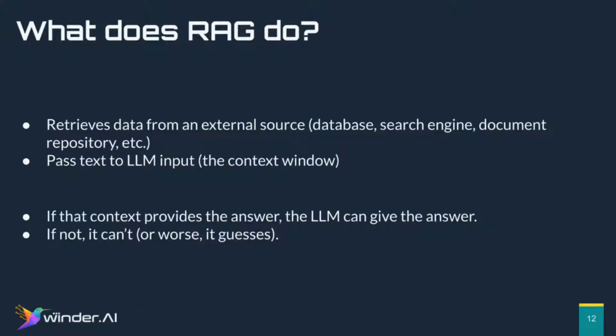So what does RAG do? First, RAG stands for Retrieval Augmented Generation. In its simplest form, RAG retrieves data from an external data source and passes it to the input of the LLM. If the answer is in the context, the LLM can give that answer to the user. If the answer is not in the context, then it can't. Or even worse, it guesses.